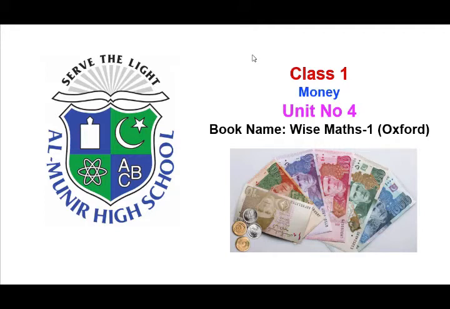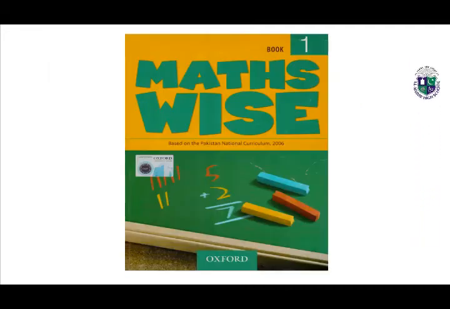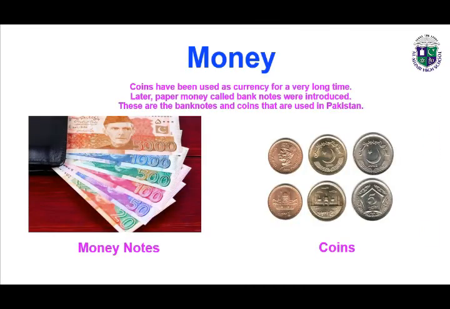Today we are going to do unit number 4, and the topic of unit number 4 is money, and the book name is Maths Wise 1 by Oxford. Money. This is the currency which we are using to buy things.